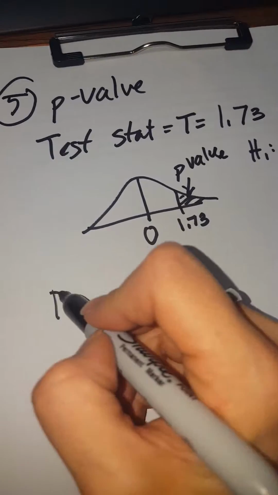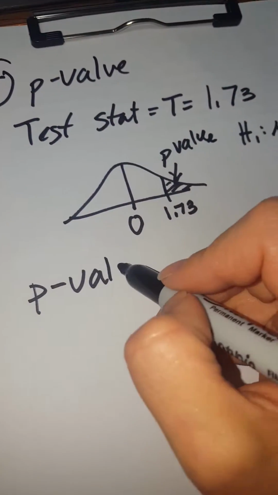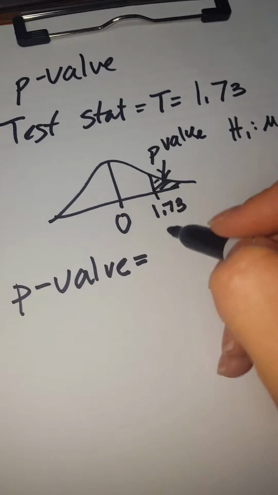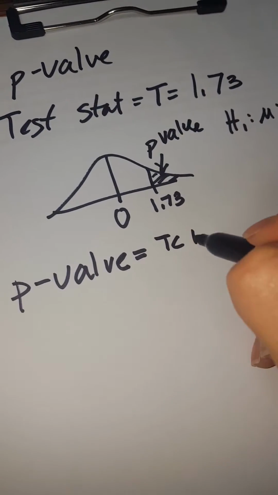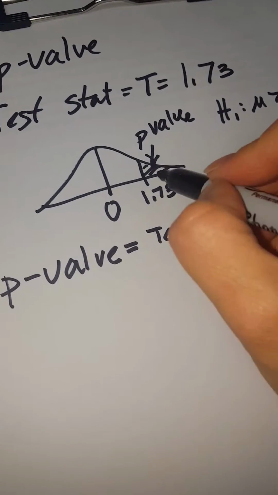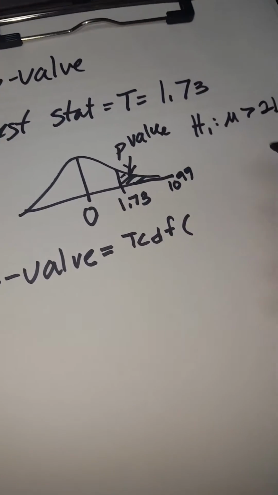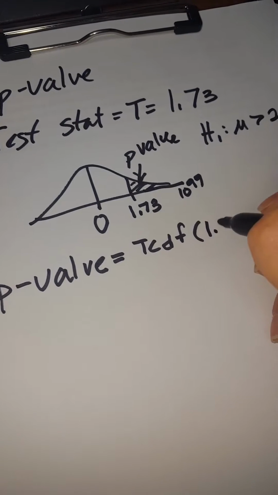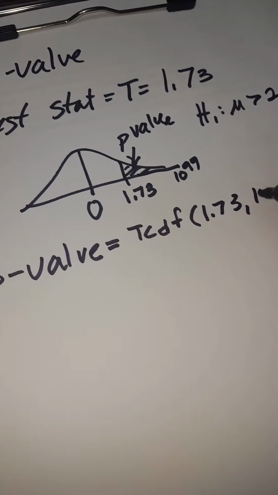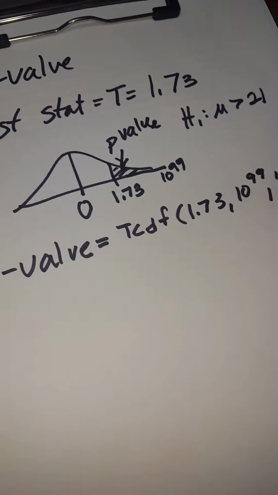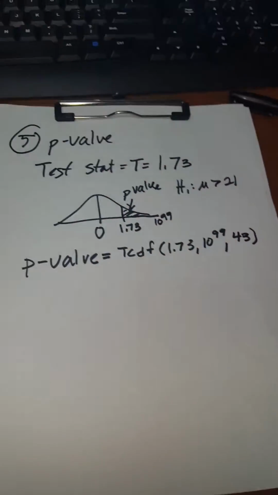All right, so to find our p-value, we're going to need our handy dandy calculator, and we are going to go to TCDF. Now keep in mind our upper bound here is essentially infinity, which we'll model using 10 to the power of 99. And our last one is our degrees of freedom. Again, our degrees of freedom is still 43.